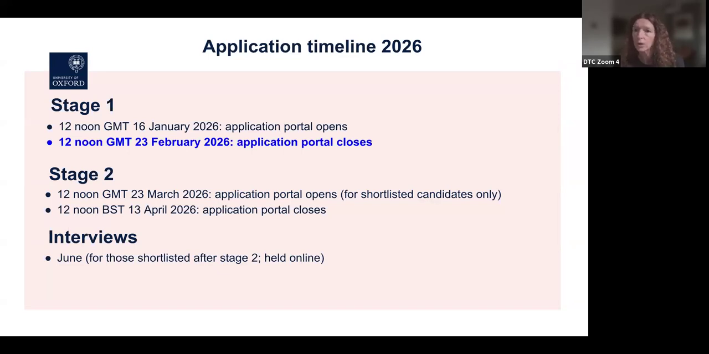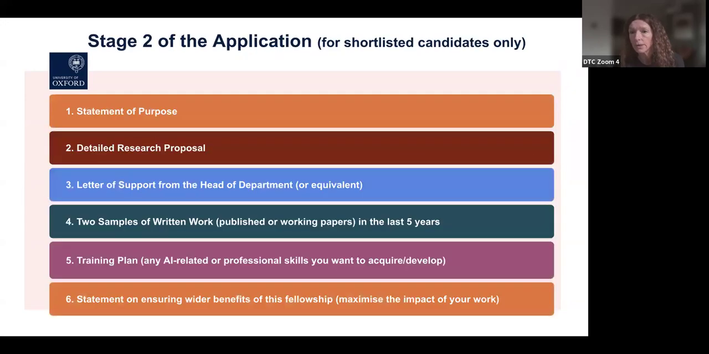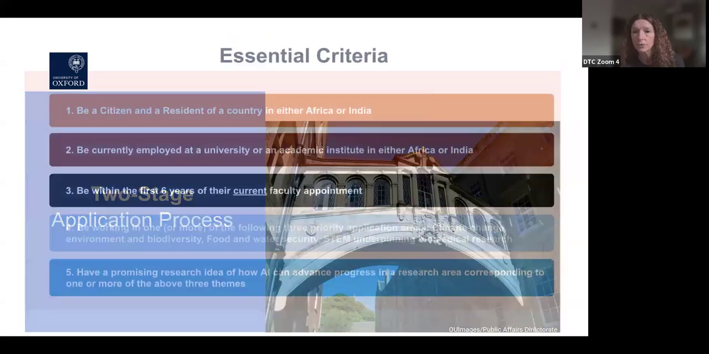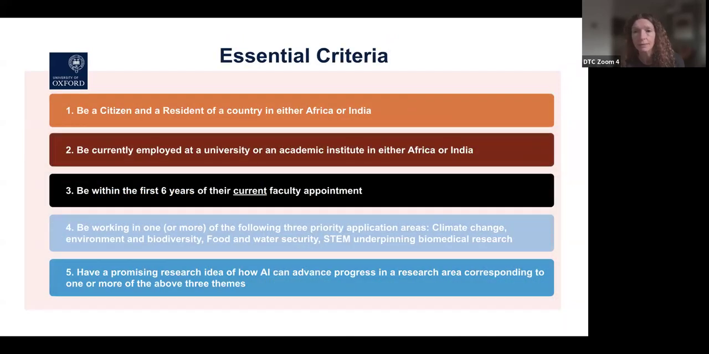The candidate must be working in the mentioned four or any area of background. And yes, that's correct. And just a reminder, those three areas are climate change, environment and biodiversity, food and water scarcity, and STEM underpinning biomedical research. Thanks, Alicia. Read my mind.